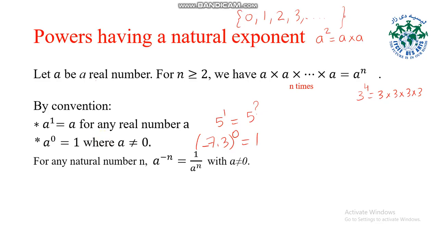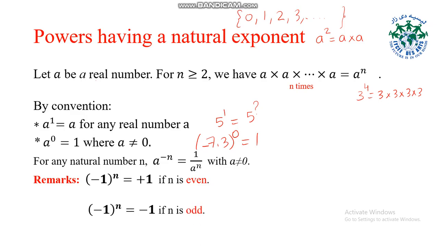Also remember this property: a exponent negative n, simply change its position from up to down, put it in the denominator, we get 1 over a exponent n, with the condition a different from 0. Minus 1 exponent n: when n is even, the result will be positive 1. When n is odd, the result will be minus 1. We don't change the sign. If it is positive, it will be positive, like minus 1 exponent 3 will be minus 1. But 1 exponent 3 is also plus 1. We don't change the sign, as you know.